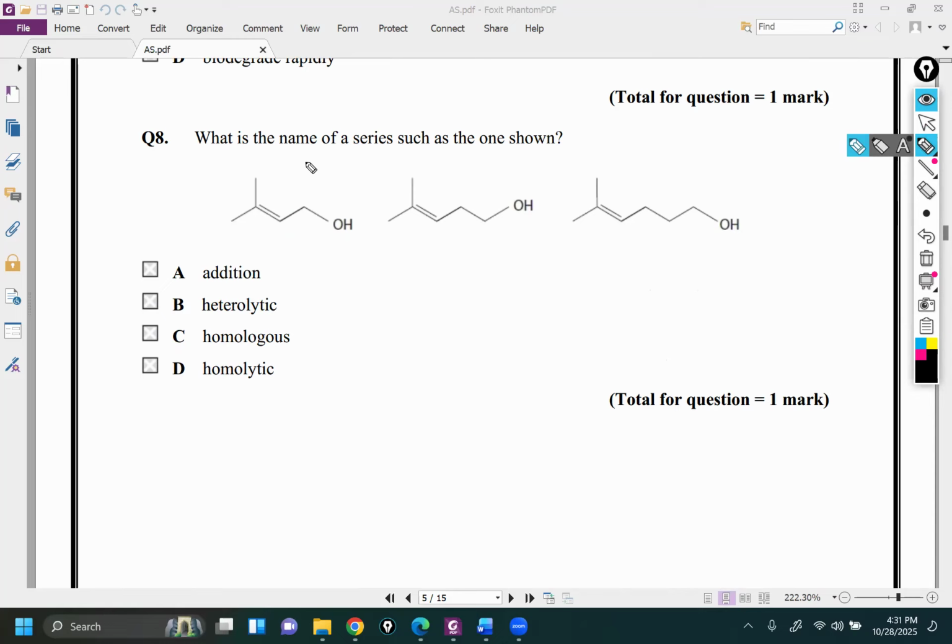Now, what is the name of a series such as the one shown? As they give a link in the question about a series, we know that if we know only one series in organic chemistry, that is the homologous series. Look here, if you count the carbons: 1, 2, 3, 4, 5, then 1, 2, 3, 4, 5, 6, and then 1, 2, 3, 4, 5, 6, 7. So these are compounds of the homologous series.